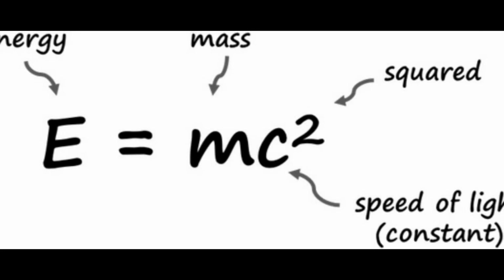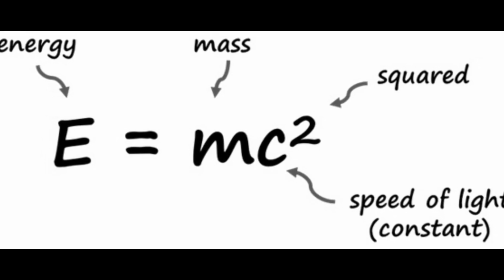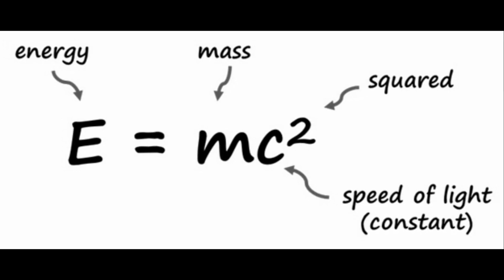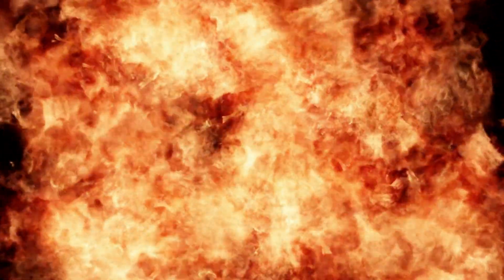In his equation E=mc², E stands for energy, m for mass, and c for the speed of light. This equation asserts that mass can be converted into energy and vice versa, and it quantifies this relationship. Here's how it works: imagine you have a small amount of mass. It could be a speck of dust, an atom, or even a particle. When you multiply this mass by the speed of light squared, you get an astonishing amount of energy. The implications of this are staggering.